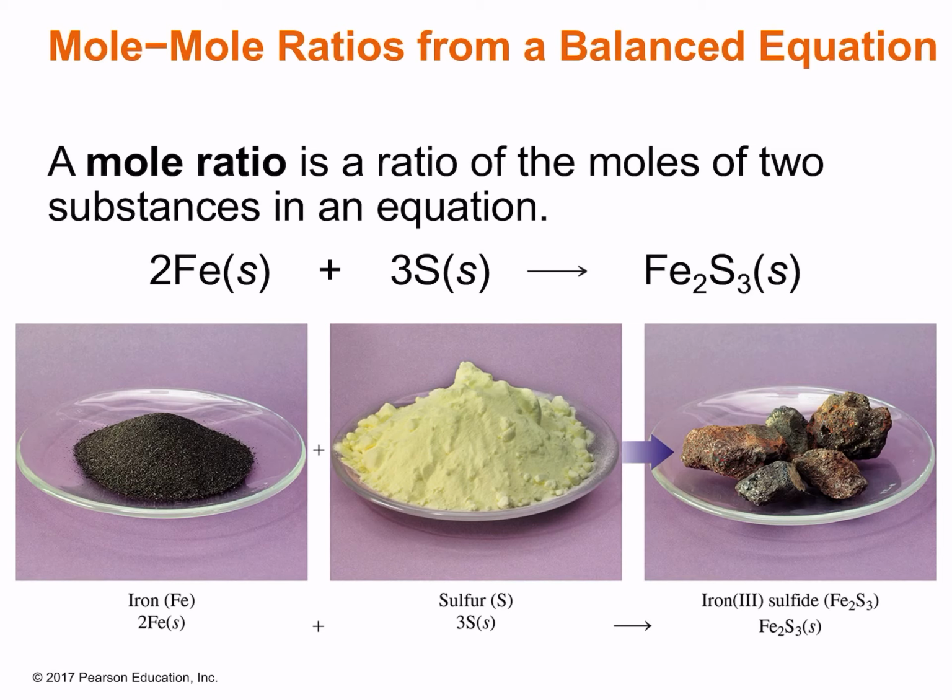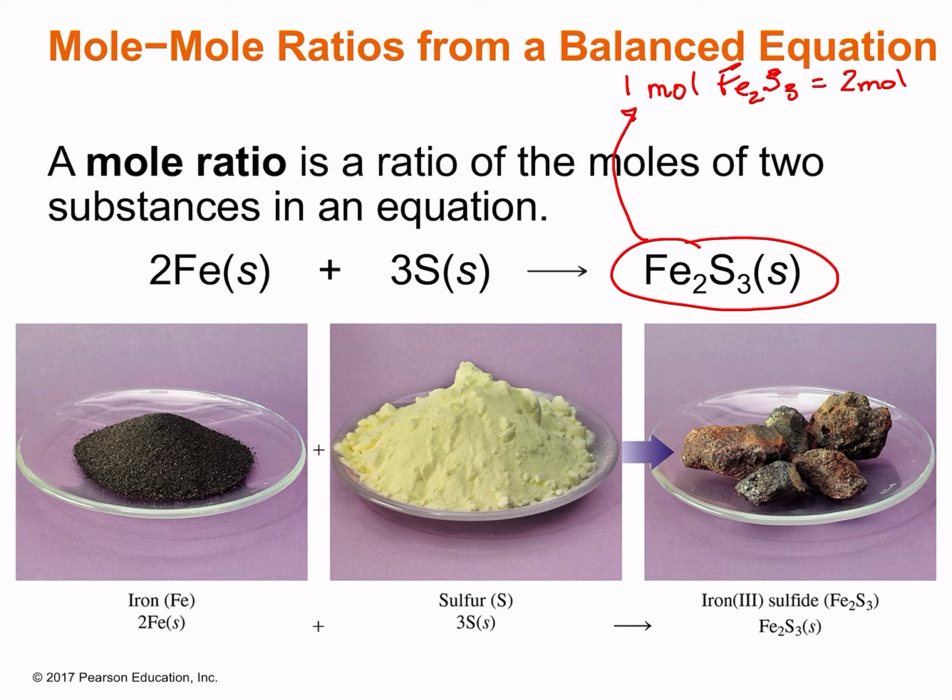If we look at iron 3 sulfide here, in 1 mole of iron 3 sulfide we have 2 moles of iron, and in 1 mole of iron 3 sulfide we have 3 moles of sulfur. Those are mole ratios, but that is within the compound. Within iron 3 sulfide, we have these mole ratios of the different elements. Now, though, we're going to look at mole ratios between reactants and products.